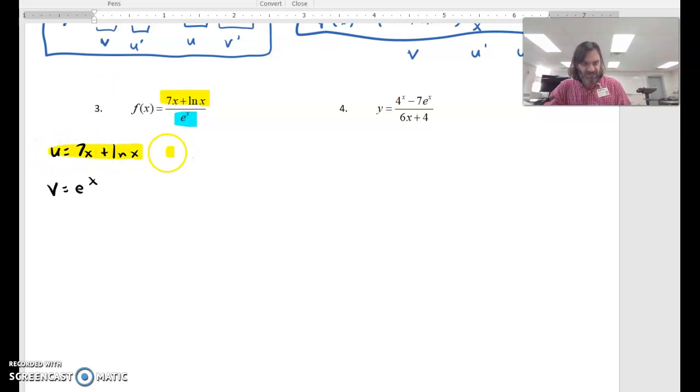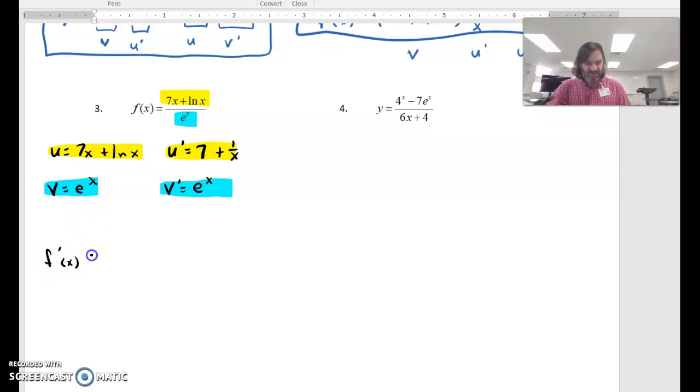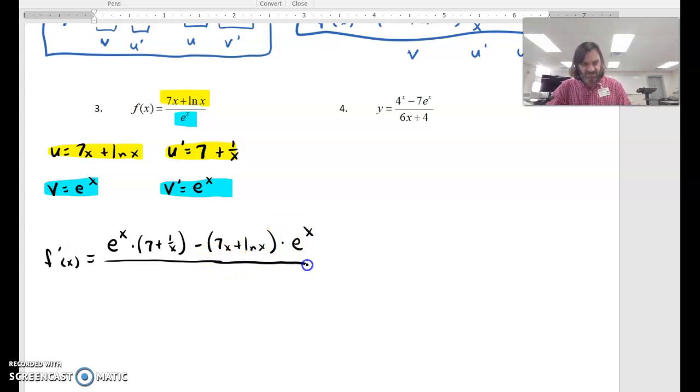Okay. And then we're going to find their derivatives. So u prime, the derivative of 7x is 7, plus the derivative of natural log of x is 1 over x. And then v, e to the x, the derivative of that, v prime, will be e to the x. So now we're building a fraction, and order is very important. So v times u prime minus u times v prime all over v squared. That's the original v squared.